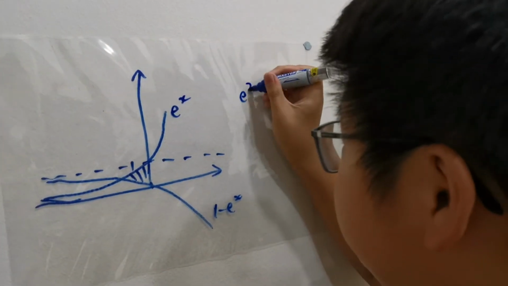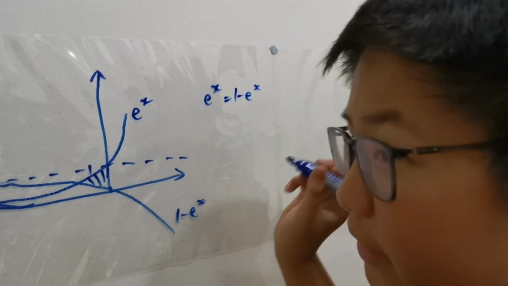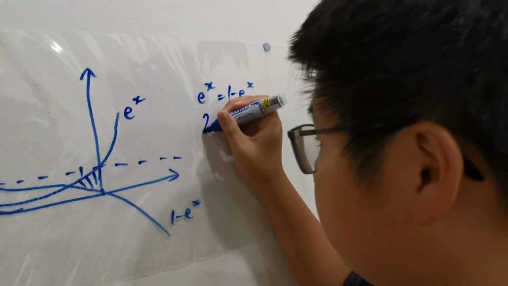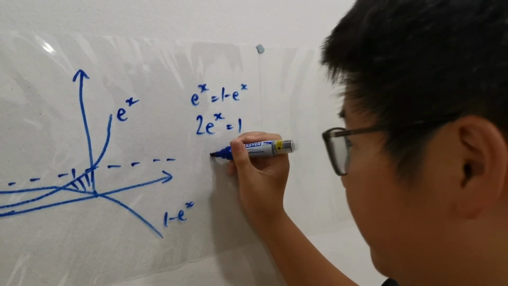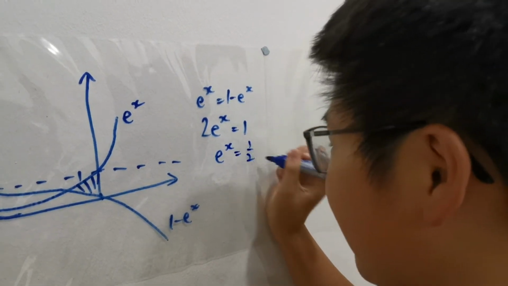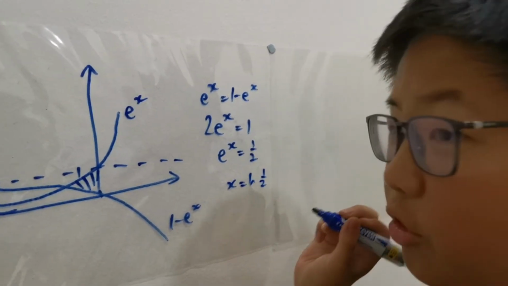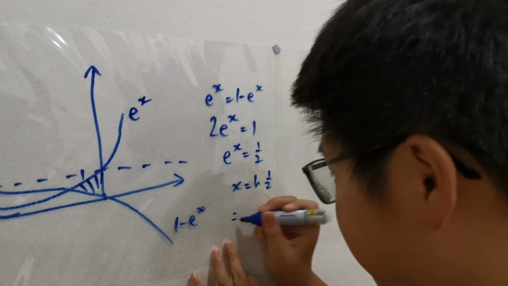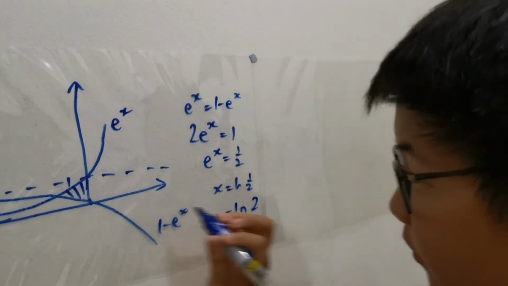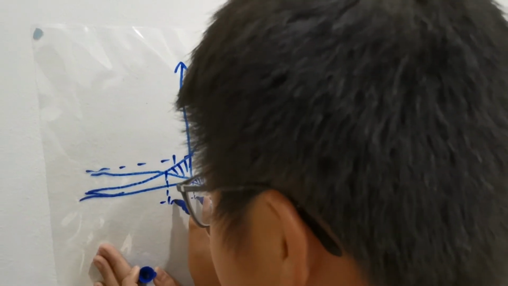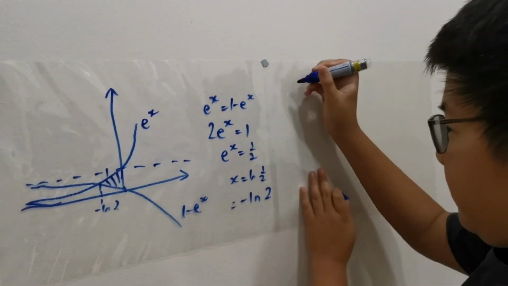Now, we need to find the intersection point. Now, we move like terms over to the other side. Next, we bring the 2 over. Then we take the logarithm. As you might know from your logarithm rules, this is minus ln2. So this is our intersection point. Let's mark that here.